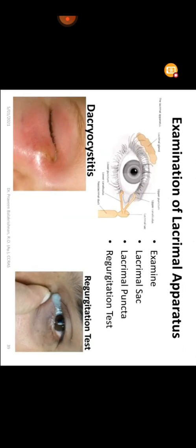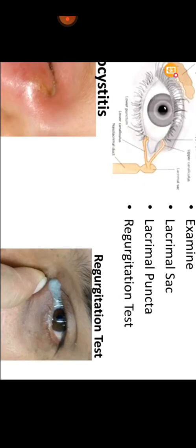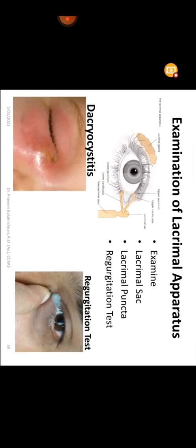Any person who is complaining of watering or pus discharge in the eyes, the Srava Roga, you have one test called the regurgitation test, wherein you use your index finger and press onto the nasal area where you have the lacrimal sac and lacrimal duct. Then you can see that the pus will be coming from the puncta. So this indicates that there is a block in the nasolacrimal canaliculi or in the sac, which is regurgitating the pus. So any person who is complaining of pus, you can check for the regurgitation test. This is very important for a dacryocystitis condition.